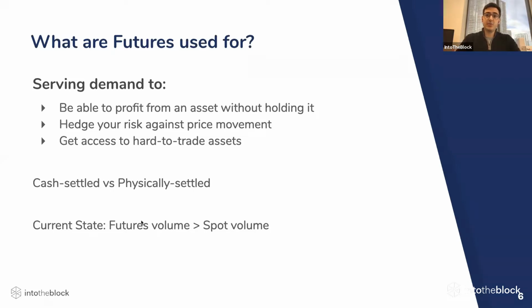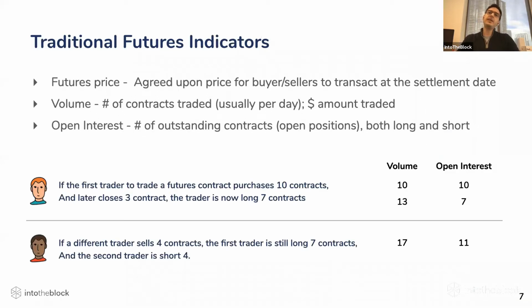The current state, well, it's an understatement to say that futures volume is greater than spot volume. So futures is a part of derivatives, and derivatives encompass over 1 quadrillion market cap. So it's definitely grown significantly, and we expect this to be the case for crypto futures and derivatives as well. So what are some of the traditional futures indicators?